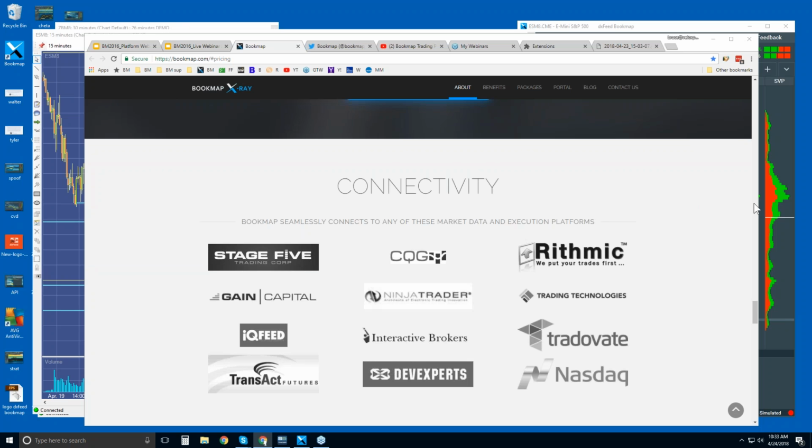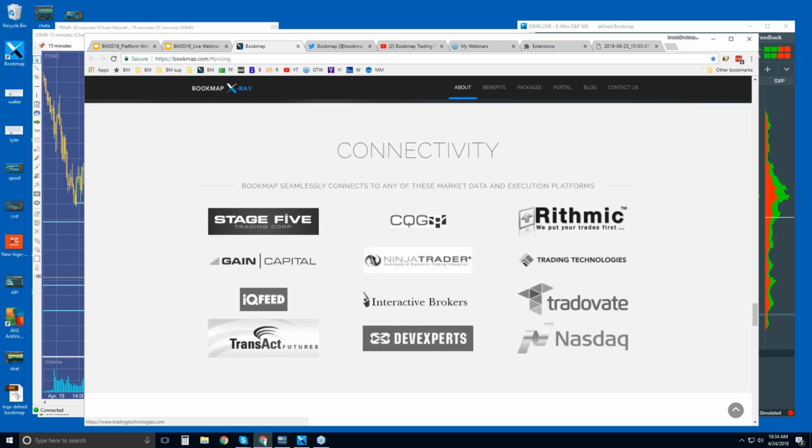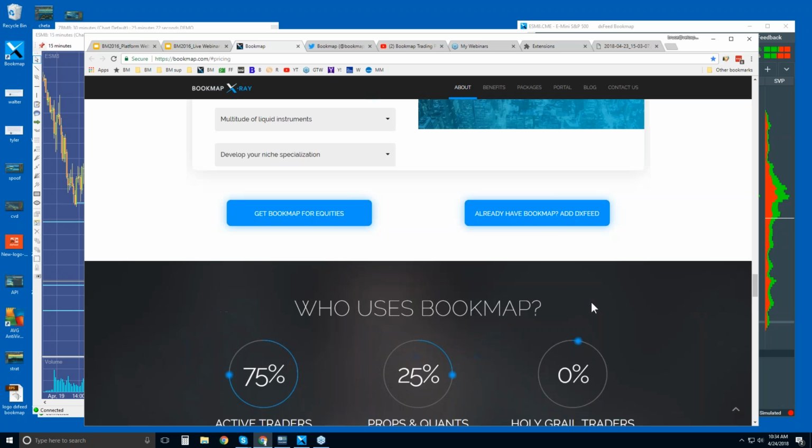This is important because Bookmap is a software trading platform. We visualize order flow phenomena in a very unique way, but we're not a data provider. We're just like some of the other platforms that you can connect to here, like NinjaTrader, TTX Trader Pro, and Interactive Brokers Trader Workstation. However, we're a platform just like they are. So you can connect Bookmap directly using CQG, Rhythmic, Gain, IQ Feed, Transact Data, and Dev Experts. Dev Experts is for NASDAQ Total View and Last Sale, and that's for all US equities.